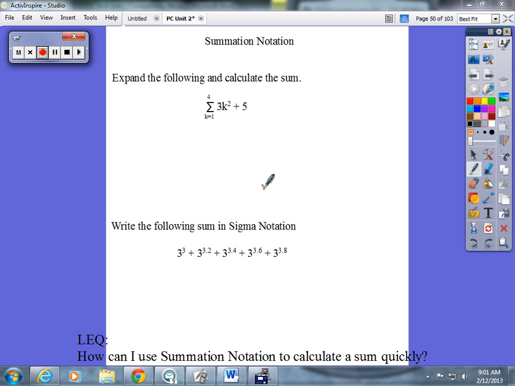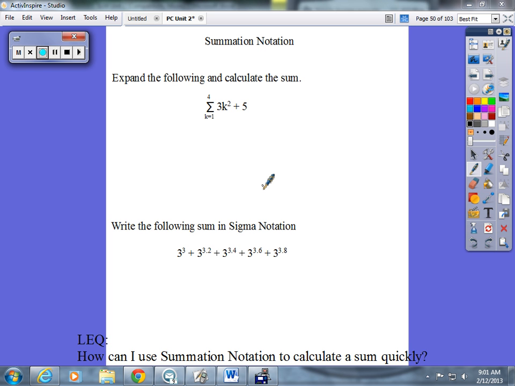Okay, summation notation. This would correlate with lesson 2.1.2 and 2.2.2 in your book. All right, where 2.1.2 is where we first learn about sigma notation, what it means, and how to write a sum in sigma notation. And then 2.2.2 is the actual calculator program, which you have been given access to in class that you would need to write to be able to use to help you.